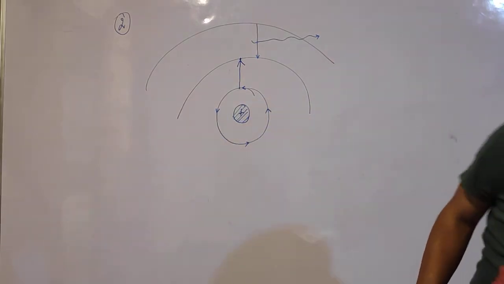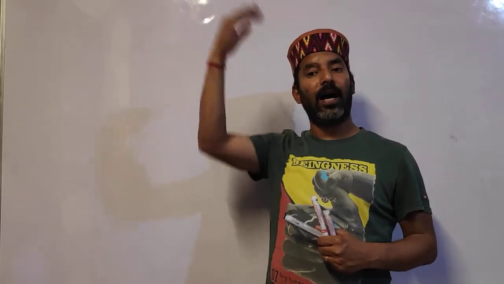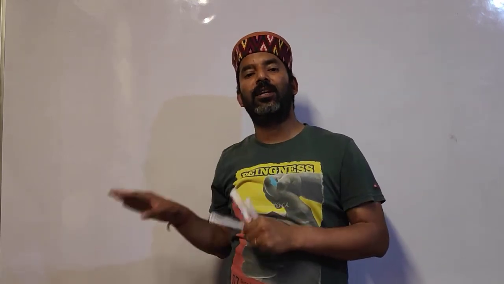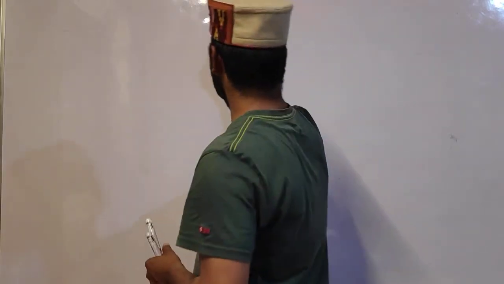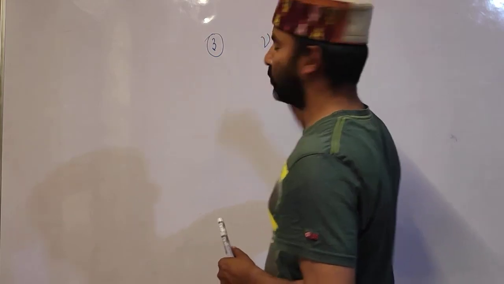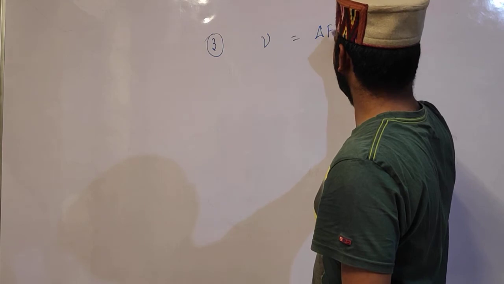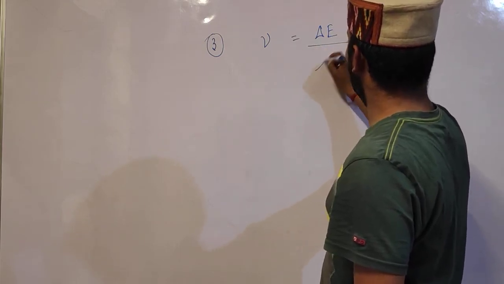Now students, the third postulate in Bohr's model is that when electrons make transition, say from higher levels to lower level, the certain amount of energy is emitted and the frequency of the radiation emitted, that is nu. So this is the third postulate, that the frequency nu of the radiation emitted will be equal to delta E, that is difference in energy, upon h.